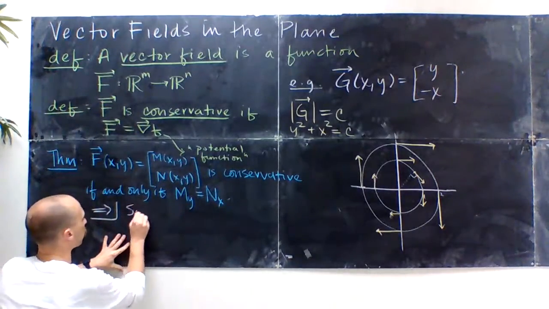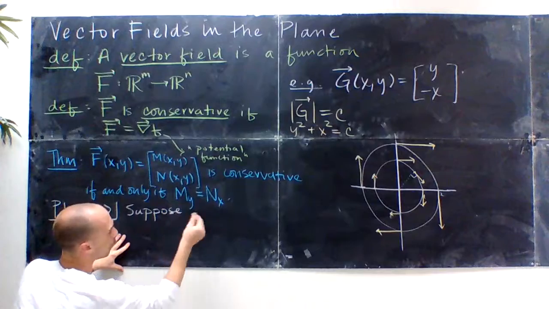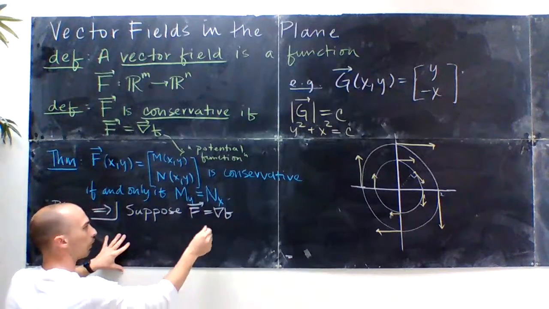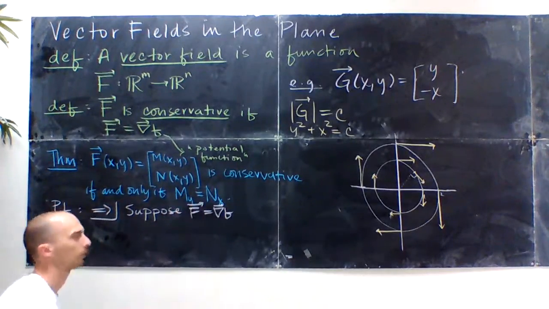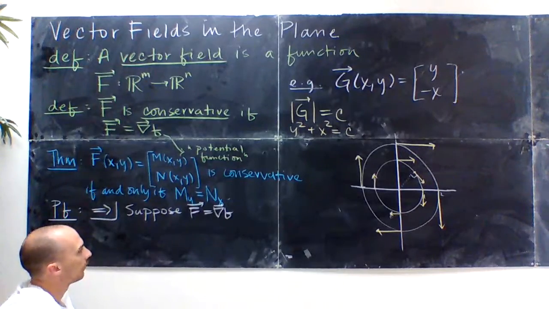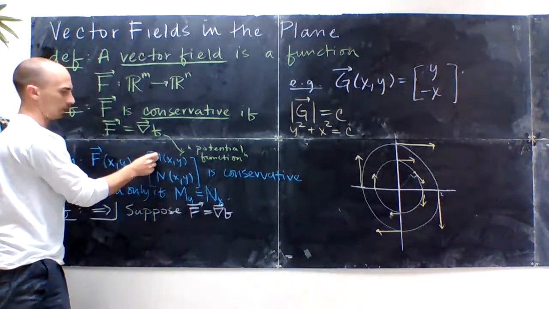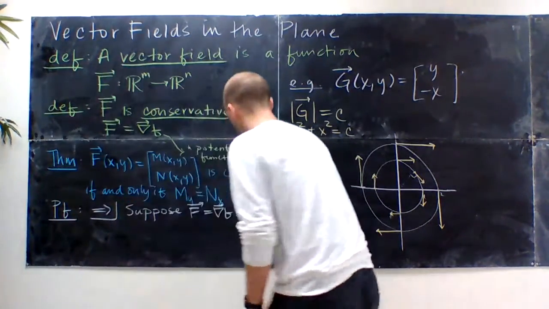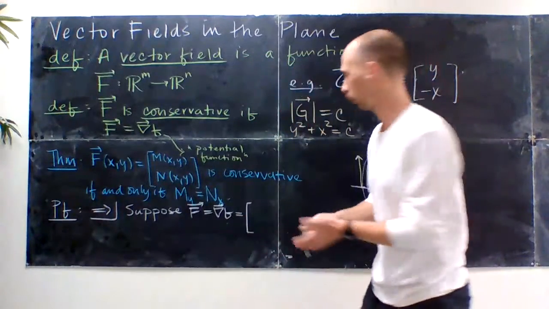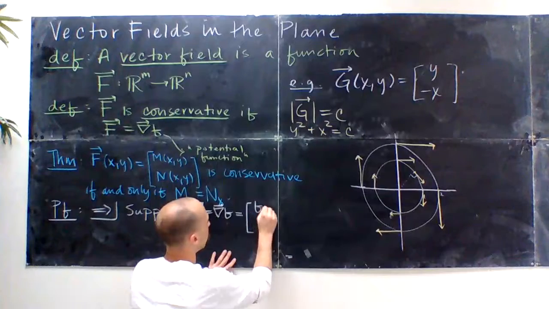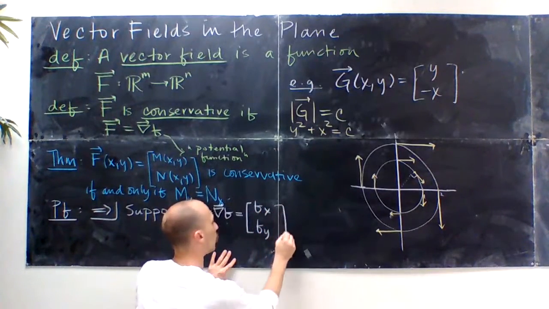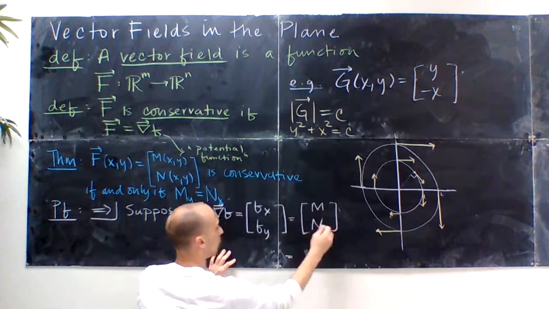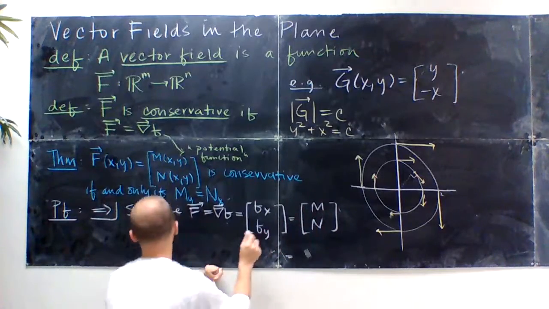So suppose that vector field F is the gradient of some other function. If we're saying F is still this M and N, well, the gradient of f is equal to the partial of f with respect to x and the partial of f with respect to y, right? So I've got f_x and f_y. But I also have already defined large F to be M and N, which is to say that M equals f_x and N equals f_y.